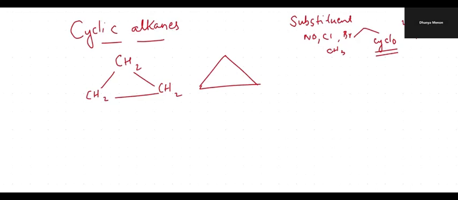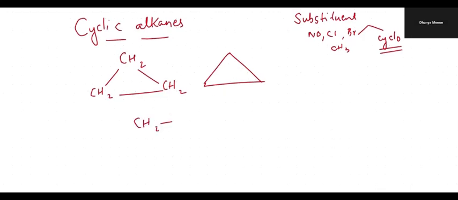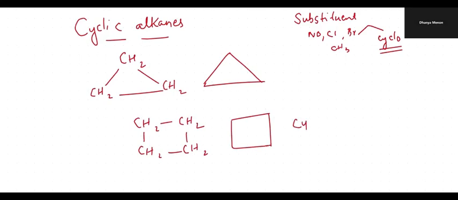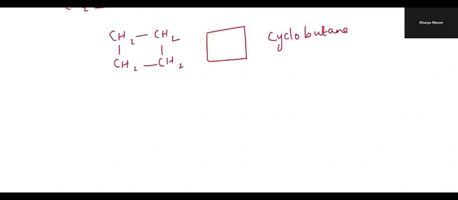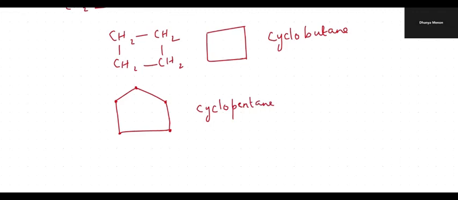Okay, similarly, if I have this type of a closed structure, this is 4 carbon atoms and it is closed. We write it as cyclobutane. If there's a double or triple bond, we write butene or butyne. Okay. Similarly, if I have this kind of a structure, this is 5: 1, 2, 3, 4, 5. Cyclopentane. 5 carbon atoms, right? 5 carbon atoms.